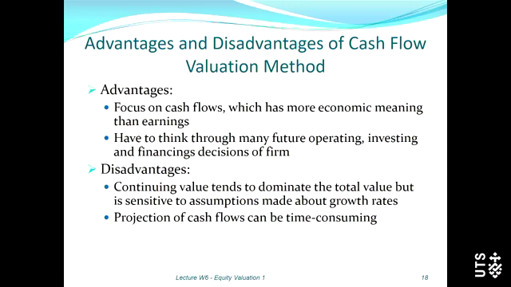Disadvantages, one that we're mentioning here is that the continuing value tends to dominate the total value. But the thing is, if you see that that's happening, if continuing value is taking a big part of the total value, that means you probably need to extend your explicit forecast period, right? At least so that you're comfortable that when you're calculating your continuing value, you have a steady state or a mature firm.